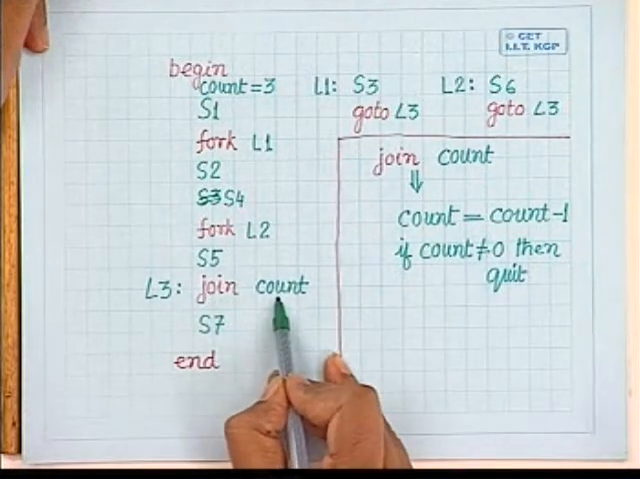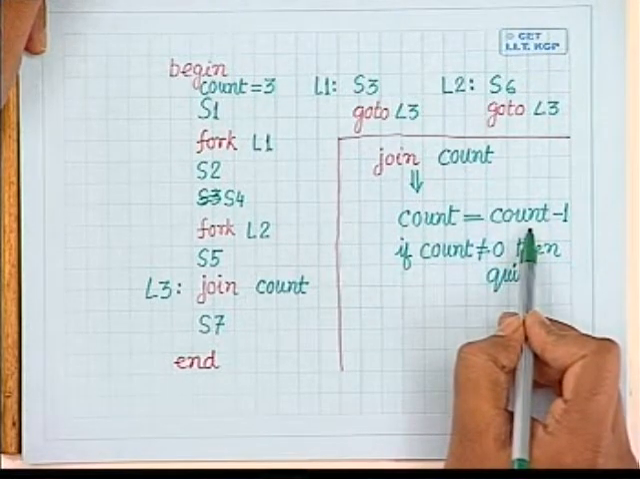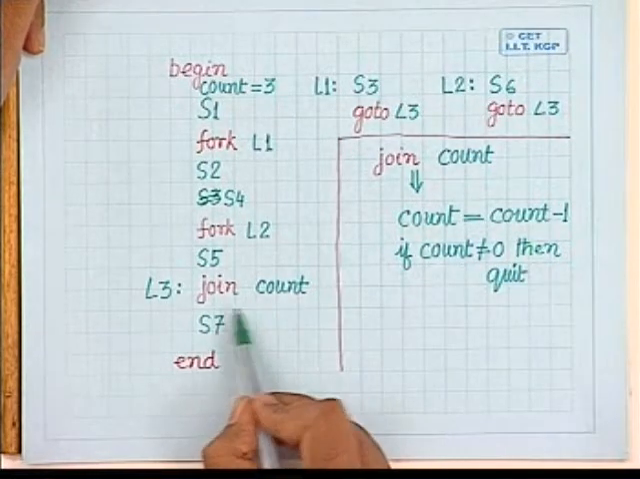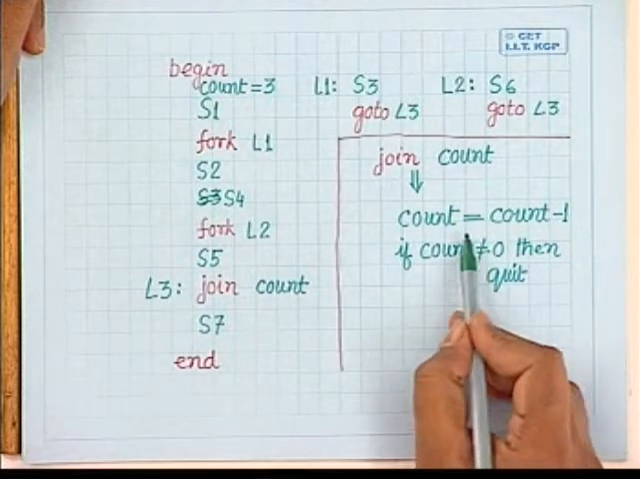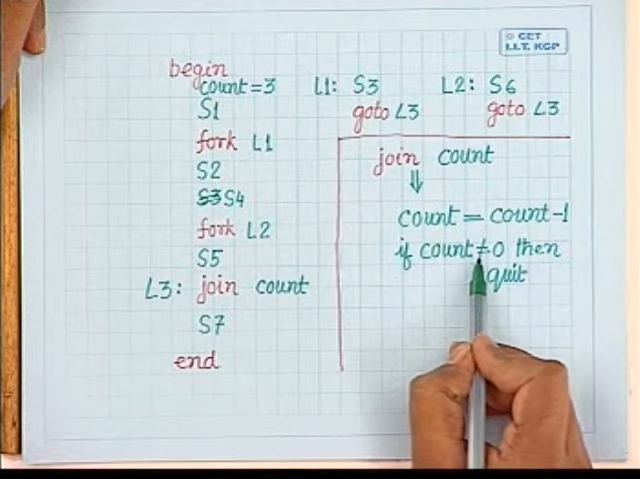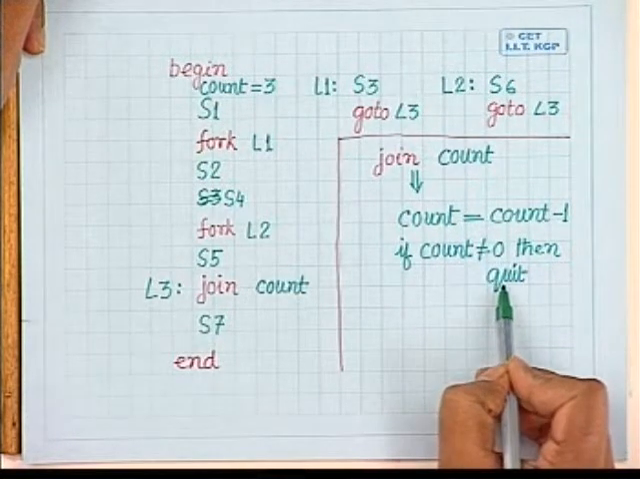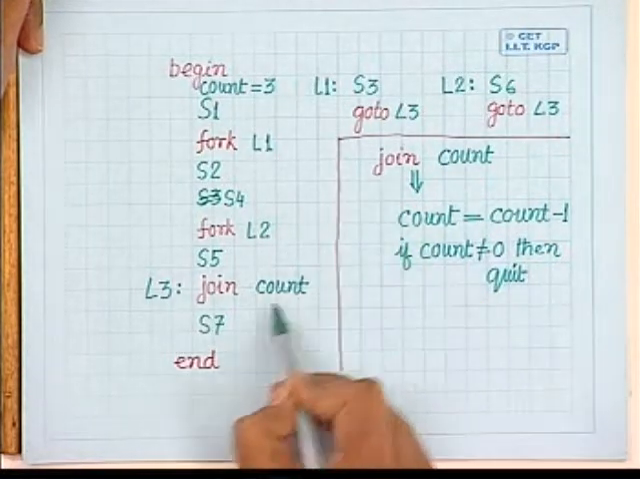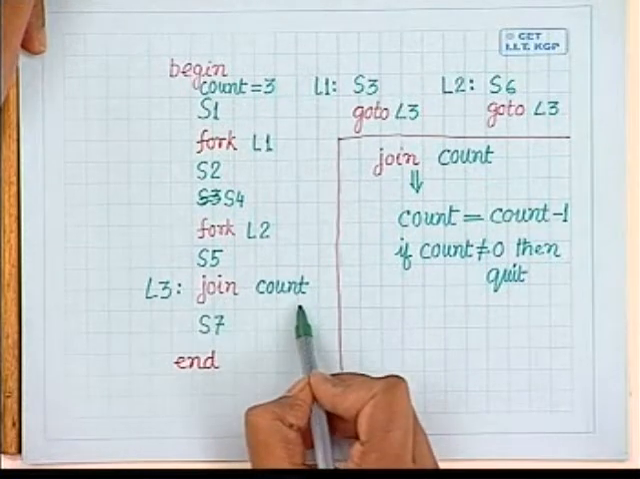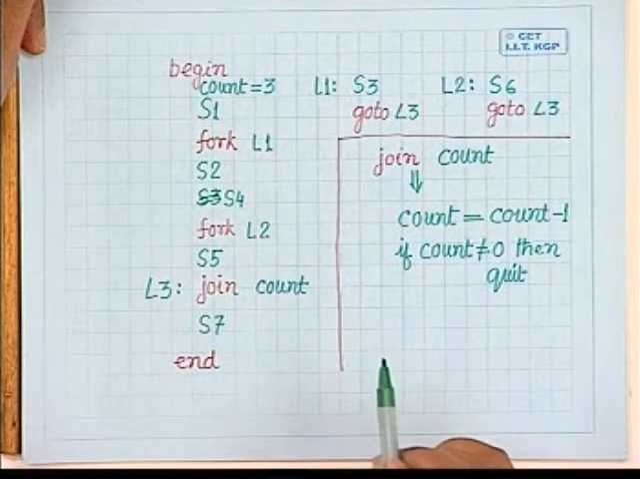Whichever process executes this join count statement first, count will be decremented by 1. So the first process to execute join count will see that the value of count is equal to 2 after decrementing, which is non-zero. That means that particular process will be terminated. The second process which executes the join count statement will again decrement count by 1.